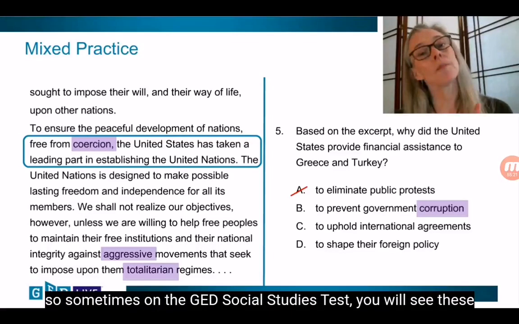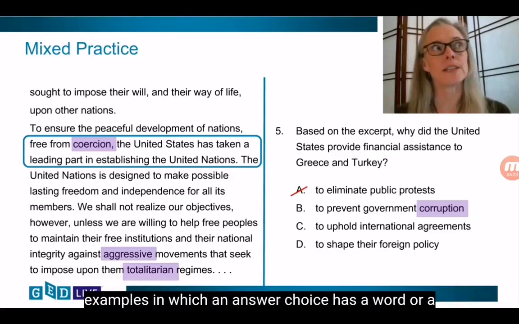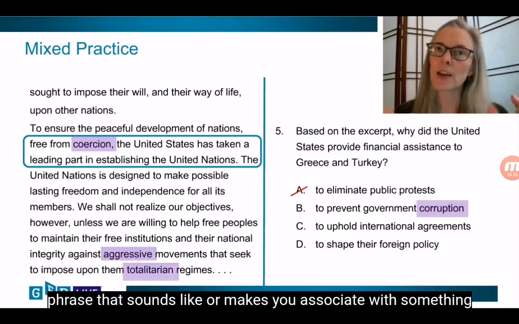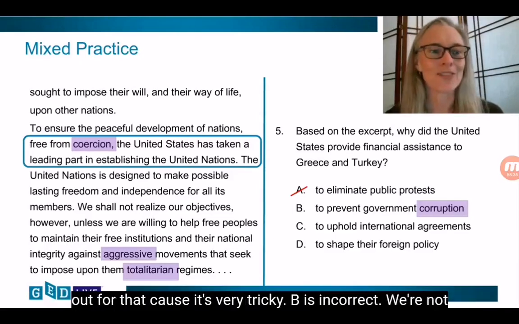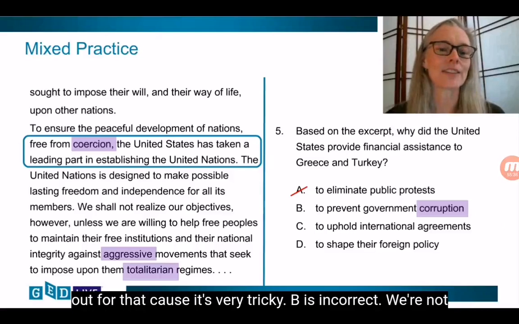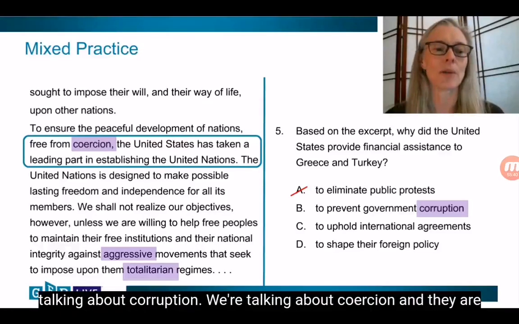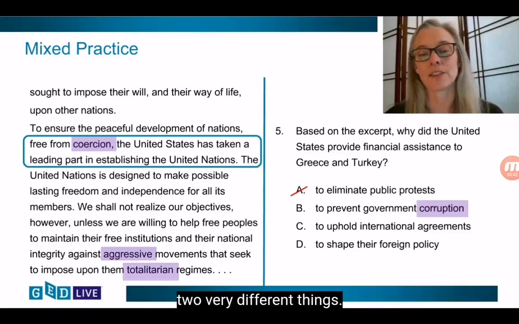And so sometimes on the GED social studies test, you will see these examples in which an answer choice has a word or a phrase that sounds like or makes you associate with something from the passage, but it isn't actually the same thing. So watch out for that, because it's very tricky. B is incorrect. We're not talking about corruption. We're talking about coercion, and they are two very different things.